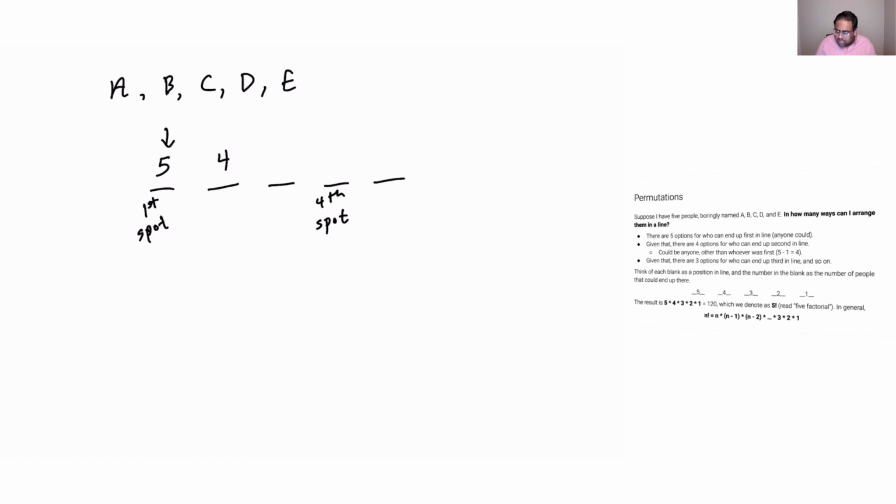Following similar logic, there are 3 options for who can be third in line, 2 options for who can be fourth in line, and 1 option for who will be last in line, because it just has to be whoever's not already first, second, third, or fourth. And this is an "and": it's 5 options for whoever's first in line, and 4 options for whoever's second in line, and so on and so forth. So we multiply each of these quantities. The total number of ways I can rearrange my 5 people, A, B, C, D, and E, into a line is 5 times 4 times 3 times 2 times 1, which, the numerical answer is 120, which is not that important, but we call this 5 factorial, and this exclamation point is called a factorial.